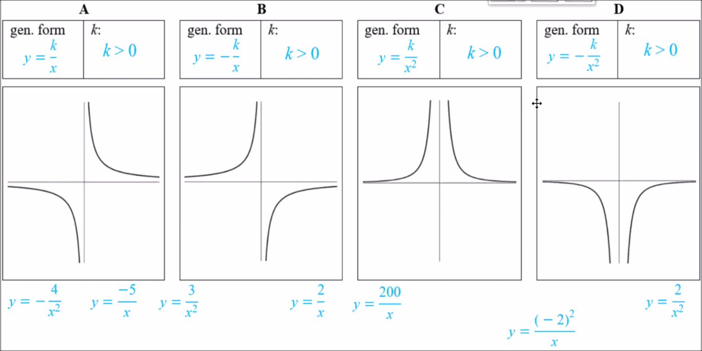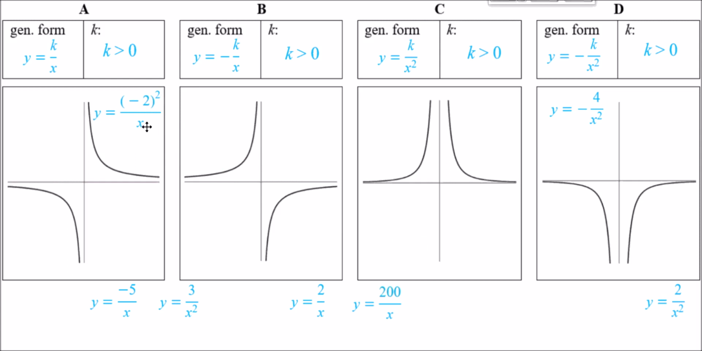So we've got these general forms now. Now we need to just match up these particular specific ones to each of the general. And so you can see here, for example, this first one, y equals minus 4 over x squared, that's going to fit to this one here. So in this case, k is 4. This one here, y equals minus 2 all squared over x, well, minus 2 all squared is positive 4. And so this one will actually match over here.